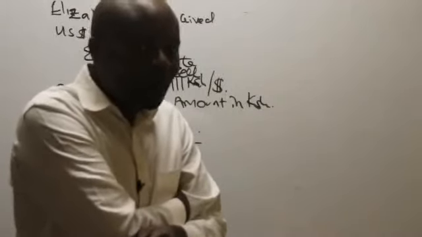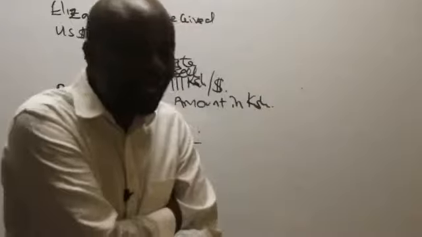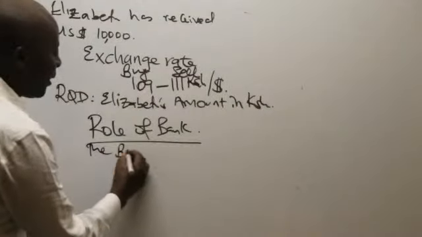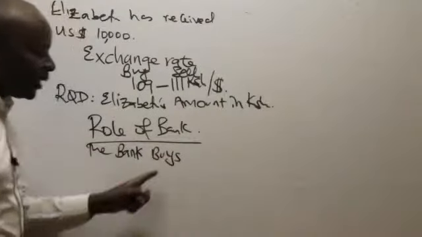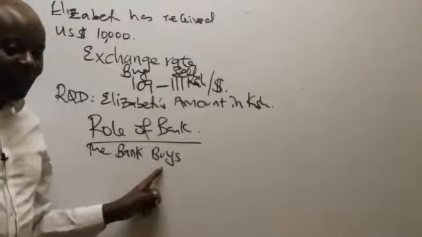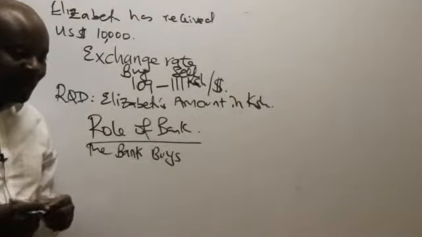So then I'm able to see what the bank will be doing. In this case, the bank will be buying. So the bank buys. Are we together here that the bank will be buying this foreign currency? Yes, but now there is a problem.